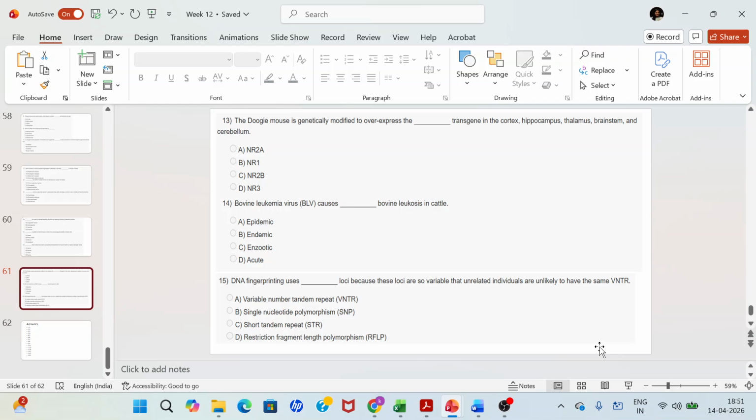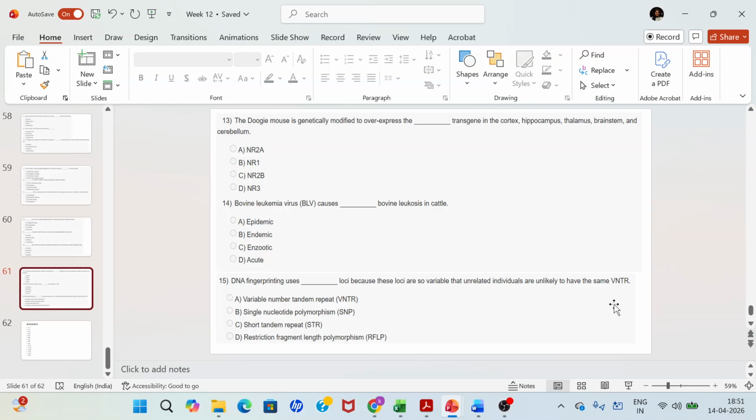Question number 15. DNA fingerprinting is using dash loci because the loci are so variable that unrelated individuals are unlikely to have the same variable number of tandem repeats. VNTR means variable number of tandem repeats. So answer to this is again VNTRs, that is variable number of tandem repeats. These are actually used to do the DNA fingerprinting.